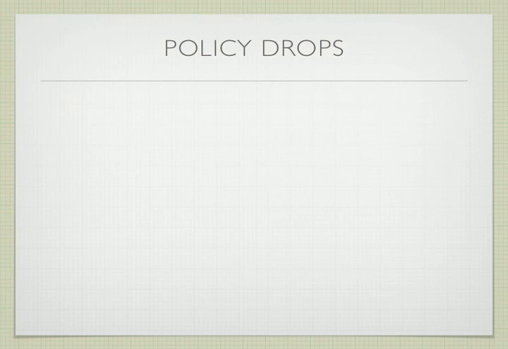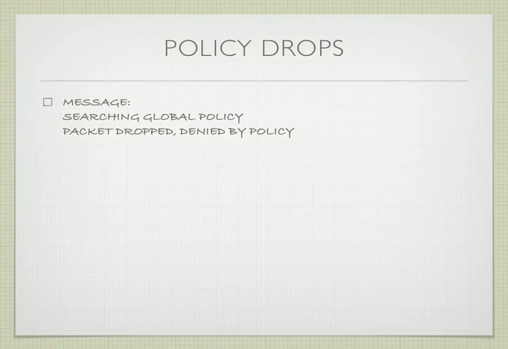Now, policy drops. These are some messages you might see in that debug flow. Searching global policy, packet drop, denied by policy. This will mean that we've reached the global policy, which means no policy has applied to this traffic. So what that's telling you basically is that you don't have policies configured that match this traffic.